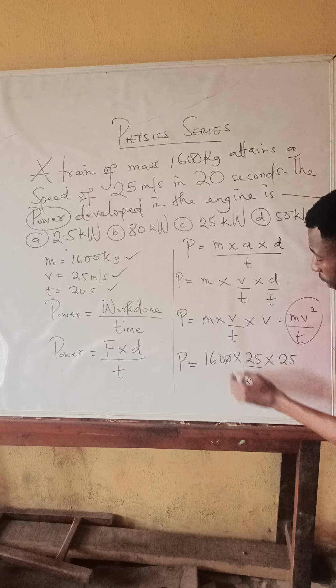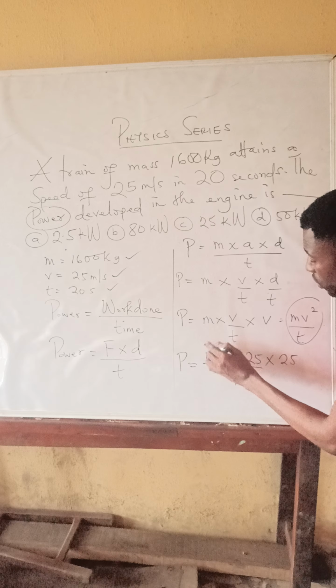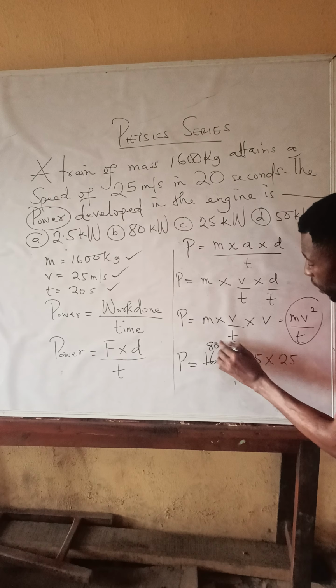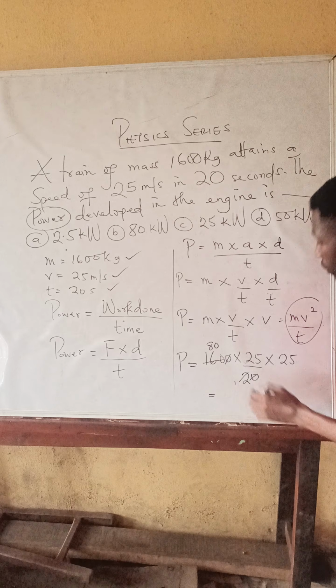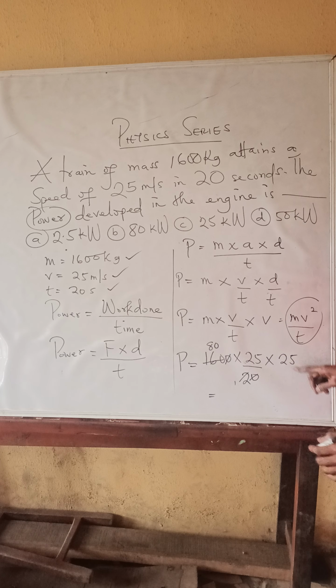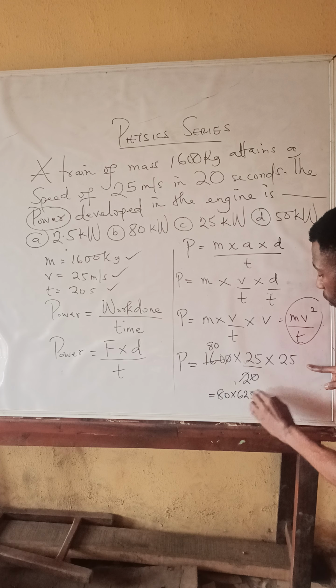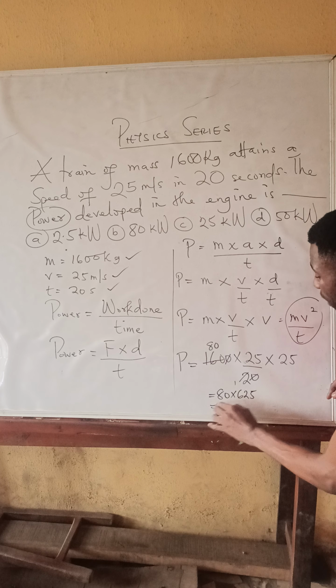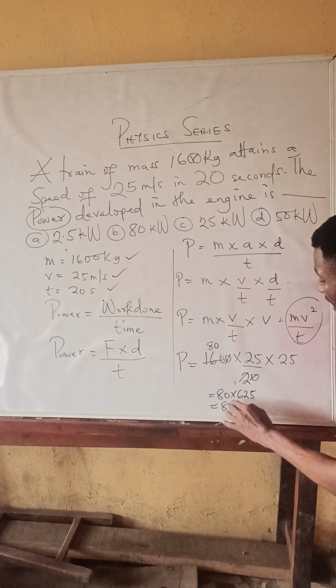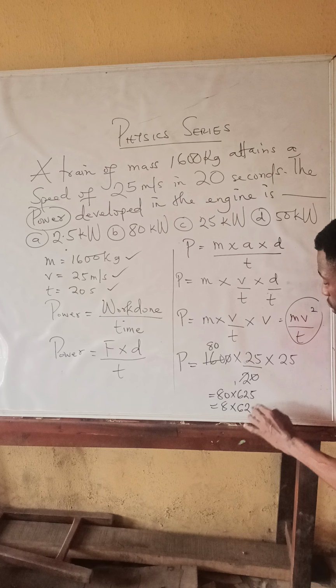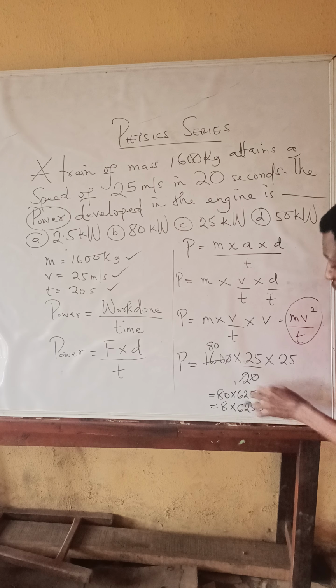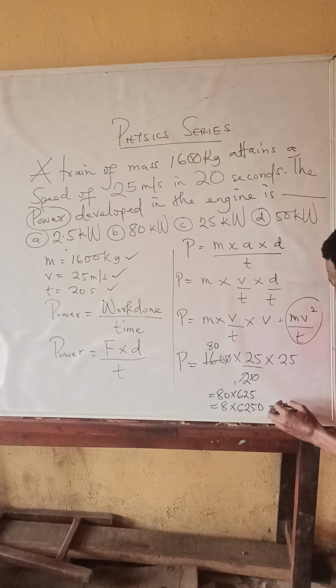So the 0 cancels 0. Then 2 in 160, 2 in 16 I have 8, and in 0 I have 0. So what do I have left? 80 times 25 times 25. 25 times 25 is 625. And 80 times 625 can also be written as 8 times 6250. Just transfer the 0 to the 625.